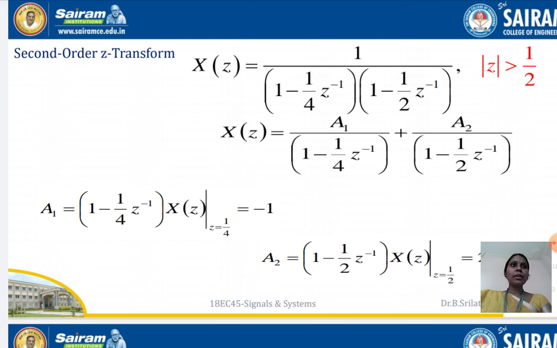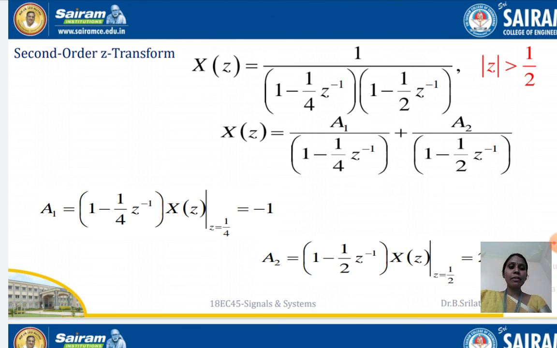Sometimes they will give the second order expression itself, such as z square plus z plus 1. In that case, we have to convert it into roots of the equation. In this problem, we have two roots: one is 1 by 2 and the other one is 1 by 4. So now we can write it as a1 divided by the first expression plus a2 divided by the second. a1 and a2 are the partial fraction coefficients. We can indicate any variable. Here I indicated a1 divided by the first root plus a2 divided by the second root. This is the normal formula.